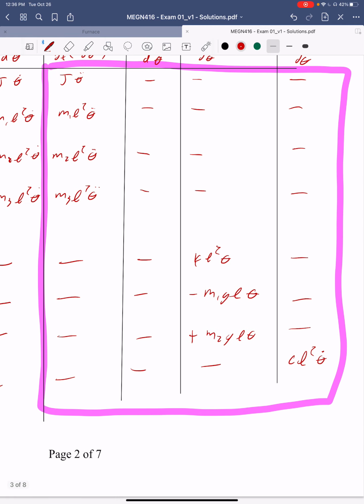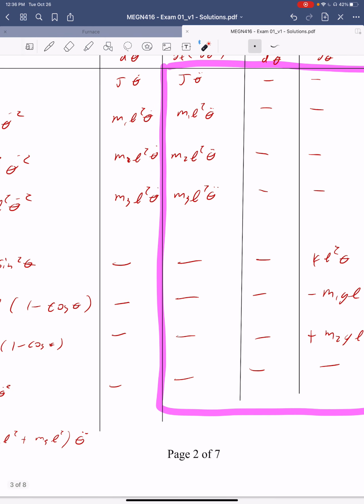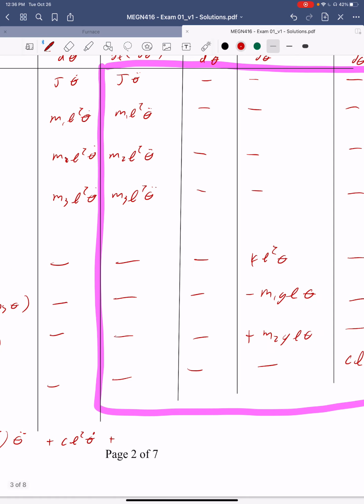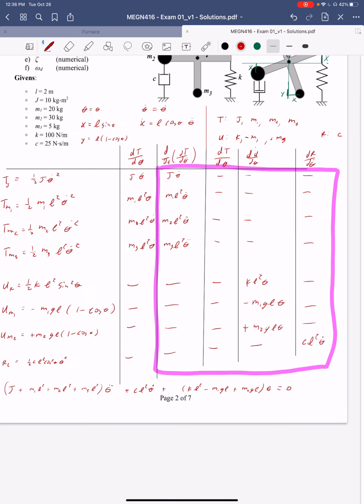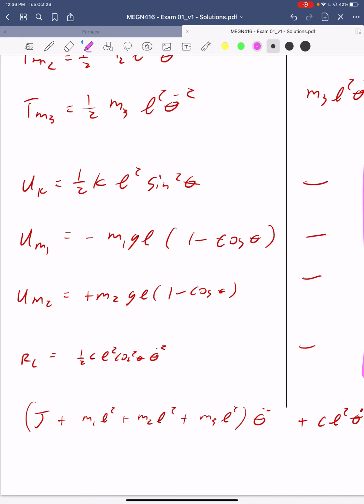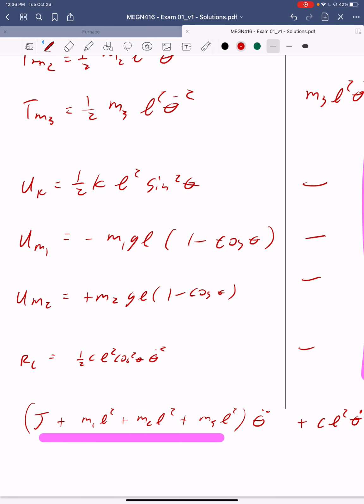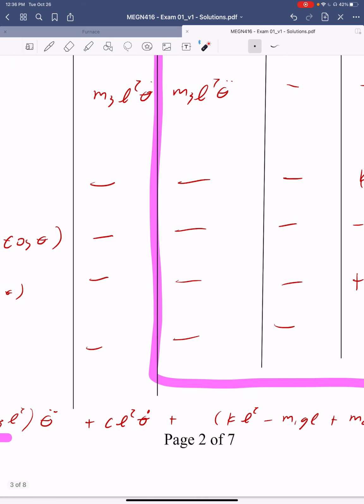Okay, now I'm going to go to this column just so everything's in the order I prefer it. It is C L squared theta dot, not double dot, just a single dot, plus K L squared minus M1 G L plus M2 G L, times theta. In this case it is all equal to zero. And these terms right here, if I collect them, that becomes M EQ. So anything with the double dot in front of it gets added together and becomes M EQ.